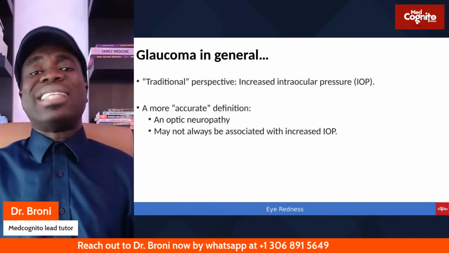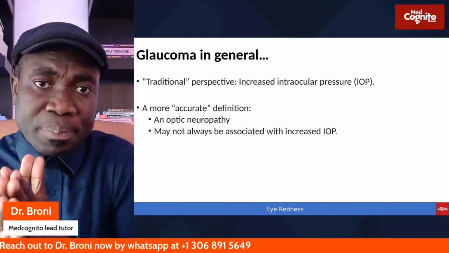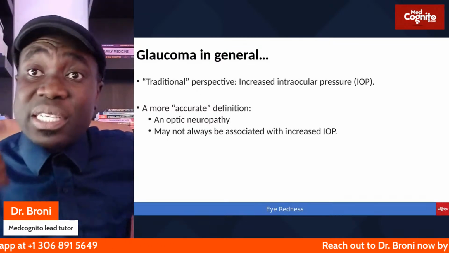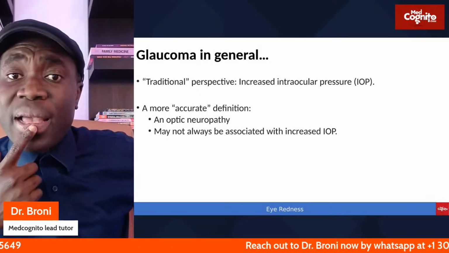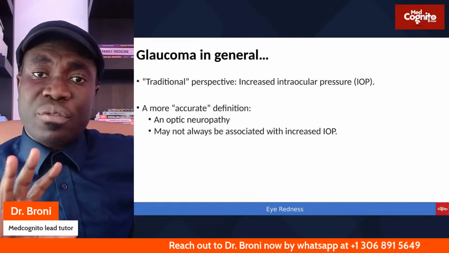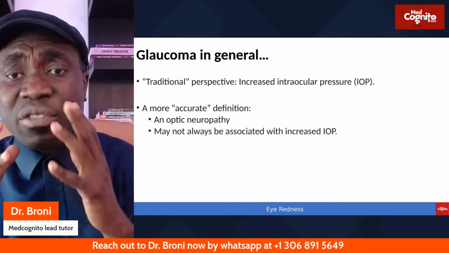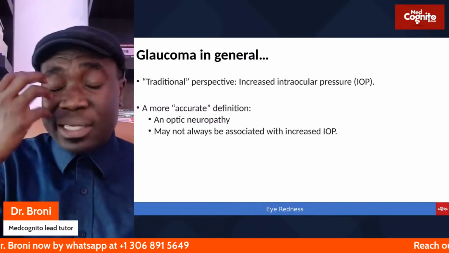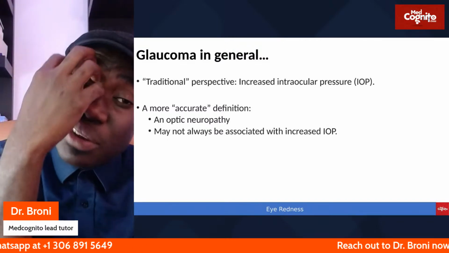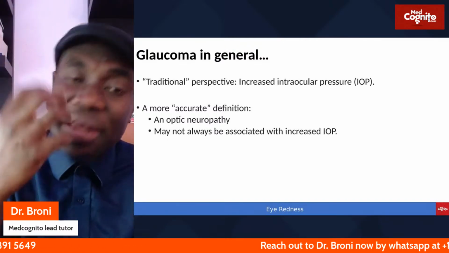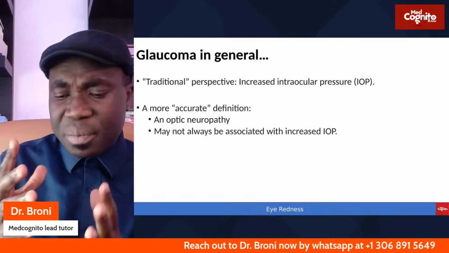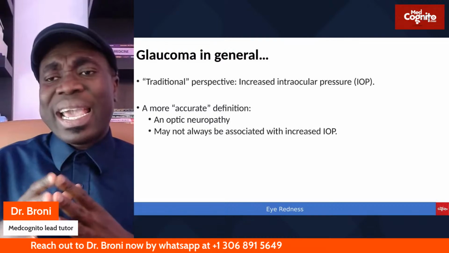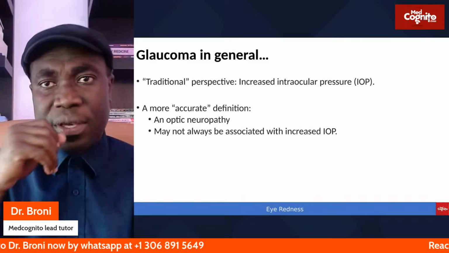Okay, so now let's dive into acute angle closure glaucoma. There's been a general traditional perspective that glaucoma is just as a result of increased intraocular pressure. When I say increased intraocular pressure, what do I mean? I mean, many of us just believe that glaucoma is as a result of increase in the pressure of the eye, right? Yes. But then a more accurate definition of glaucoma is that it is an optic neuropathy.